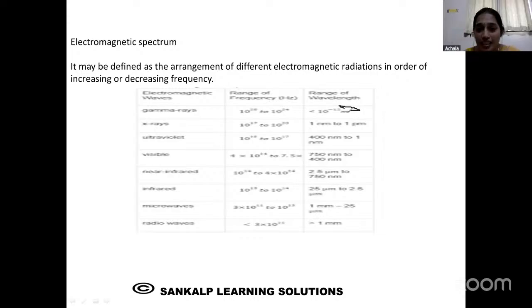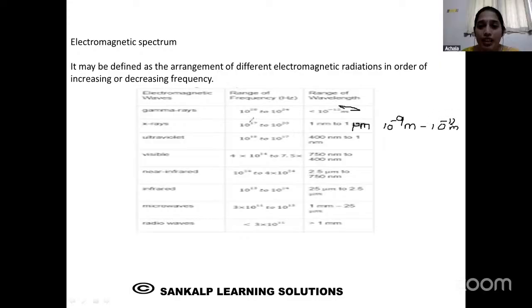For X-rays, it is 1 nanometer to 1 picometer. Pico is 10 raised to minus 12 and nano is 10 raised to minus 9. It is 10 raised to minus 9 meter to 10 raised to minus 12 meter.